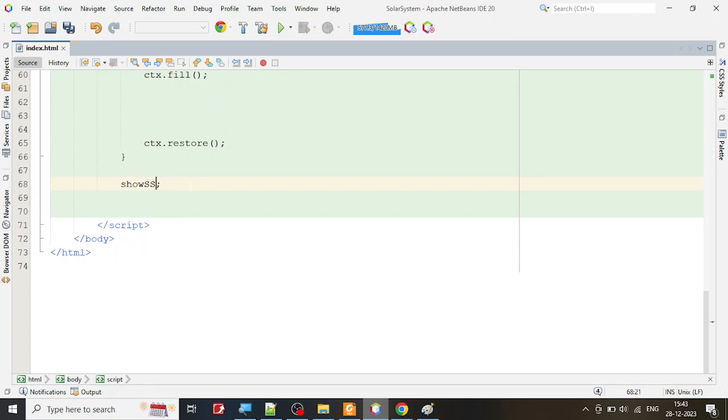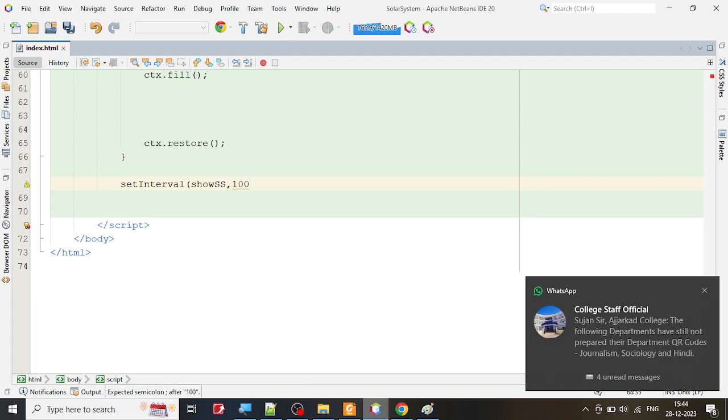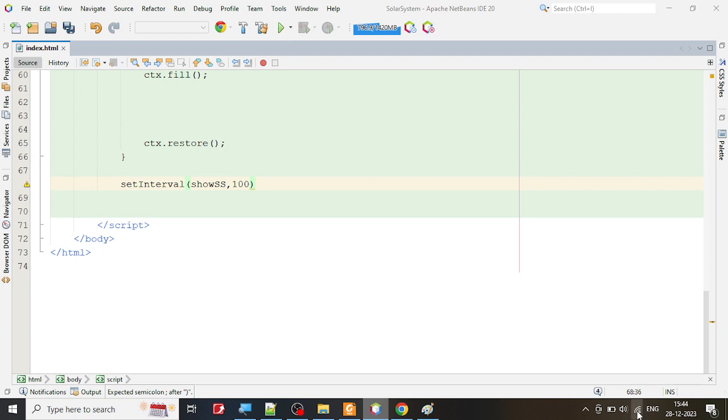How do I call it many times? If you want to call the function at a specific interval, there is a built-in function called setInterval. So you say setInterval, this is the function. Set interval SS, and I'm going to say for every millisecond this has to be called.